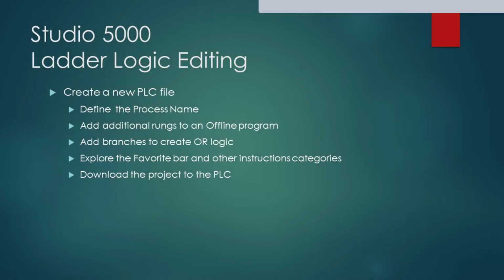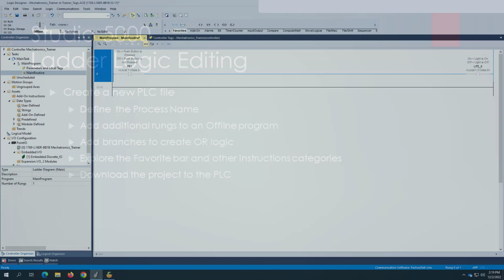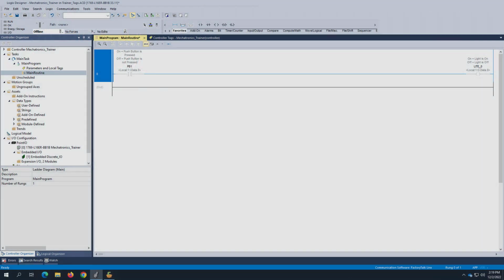In this video, we're going to look at ladder logic editing with Studio 5000. I've created a new file. It's up there. It's just our one rung program, a tag added. We're going to see how to add some rungs and do some editing with branching and the favorites.